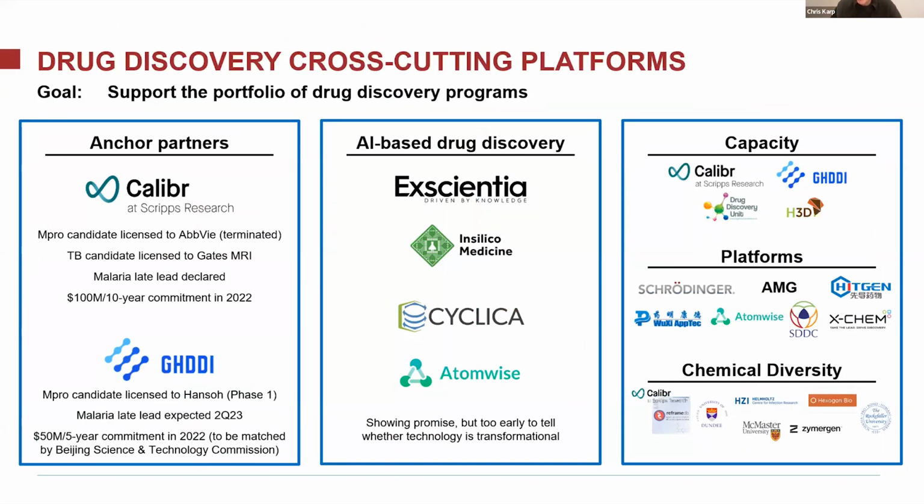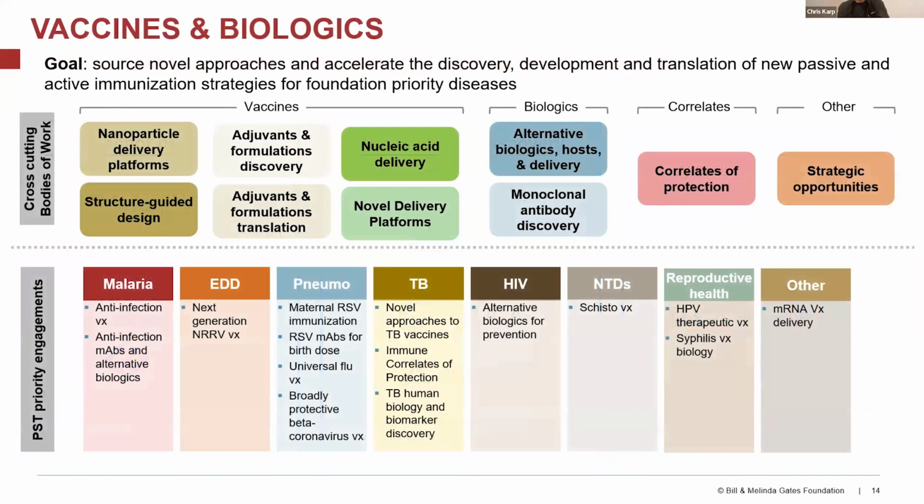So for capacity, both Calibr and GHDDI, also H3D in Cape Town and the Dundee Drug Discovery Unit, a variety of platforms, DNA encoded libraries, free energy perturbation modeling, et cetera, and chemical diversity, a variety of approaches to chemical diversity. And we've done a lot of work in AI-based drug discovery with the groups shown here. There's promise, but again, a little unclear what we'll get out of it.